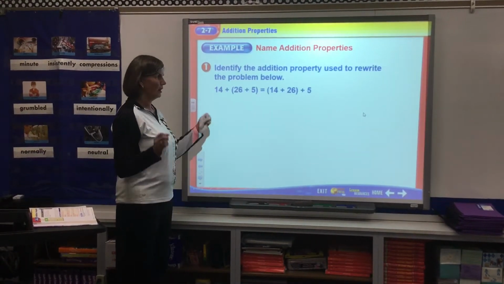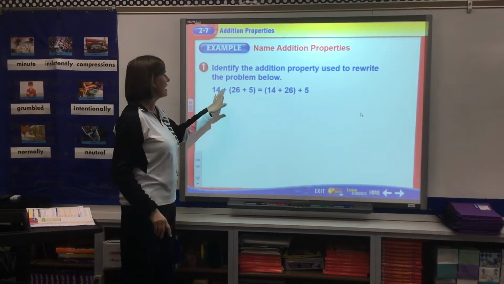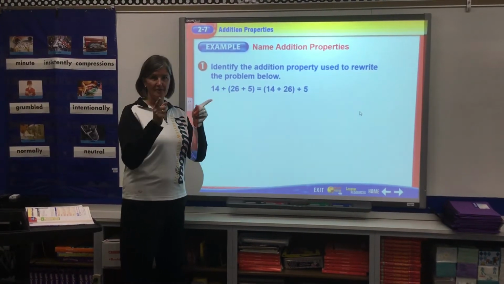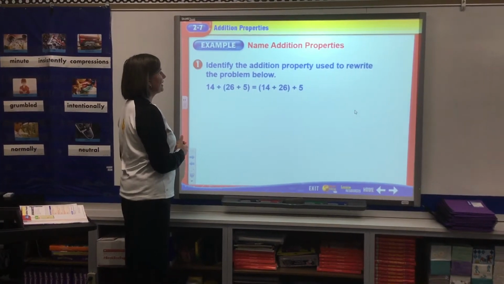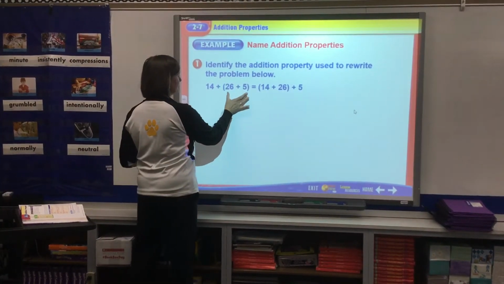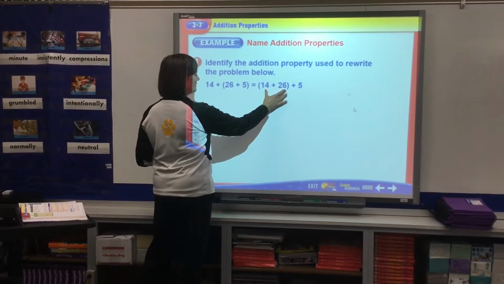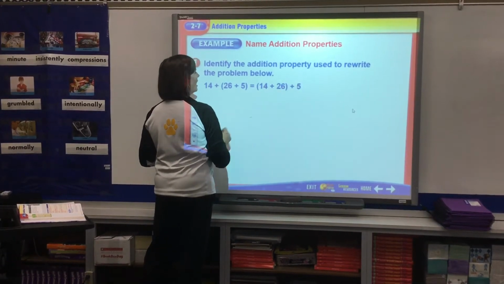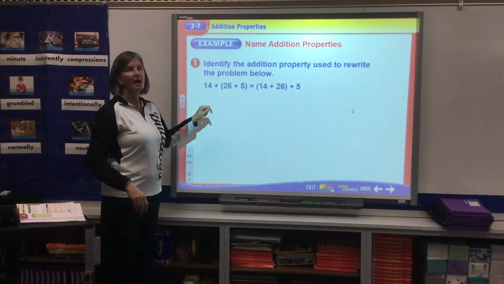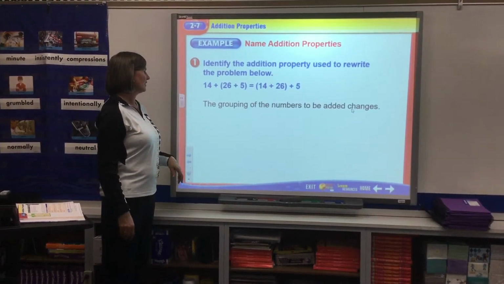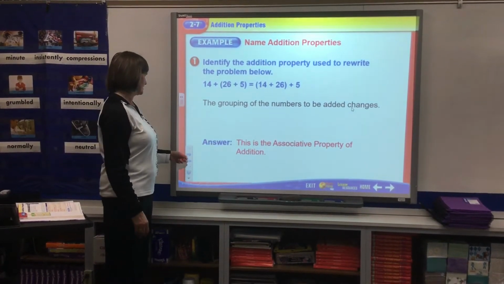All right, so automatically this comes up in my mind. I'm automatically thinking associative property because I saw immediately the parentheses. All right, so let's take a look at it. They want us to identify the addition property used to rewrite this problem. On this side, they group together the 26 plus 5, and then you add in the 14. On this side, you add the 14 plus 26, and then the 5. Either way, you're going to get the same answer. And this is the associative property because of the parentheses. So the grouping of the numbers to be added is changed. Therefore, that is the associative property.